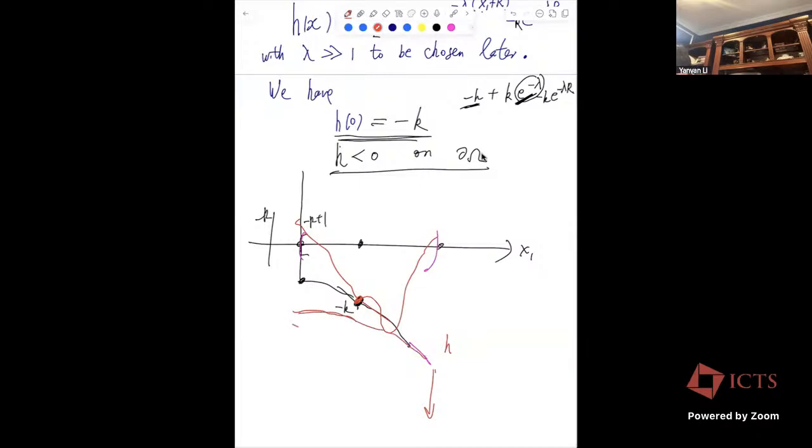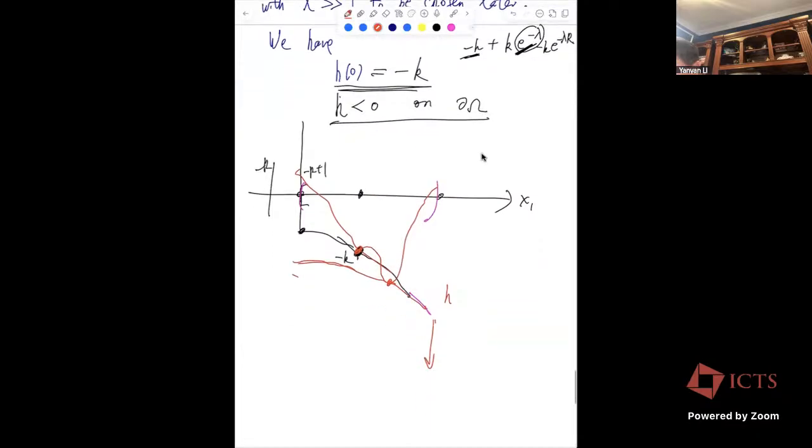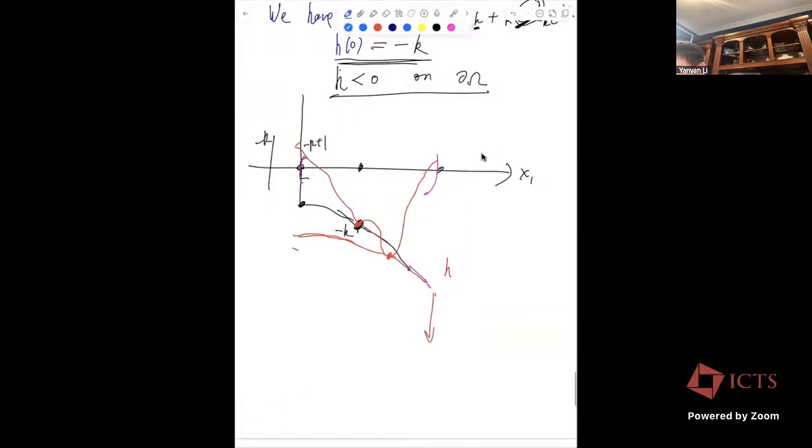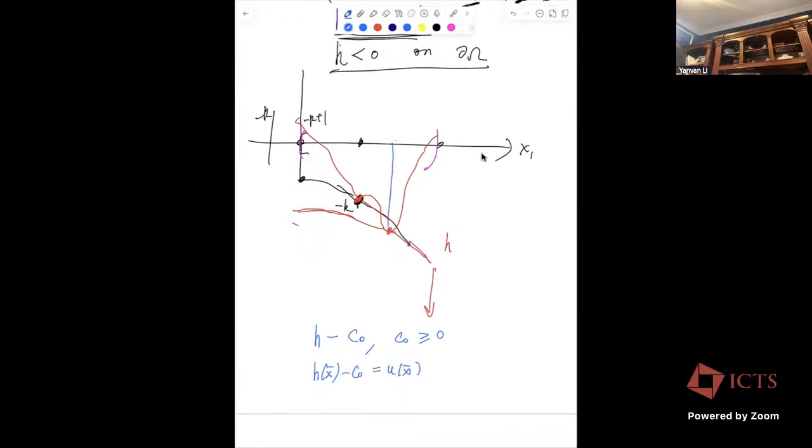If you move down h and move up, it will hit here. You move down this graph of h and move up, and you will see that you have h minus c0, with c0 greater or equal than 0. They touch at x bar. You move it down and go up, and you will touch it.